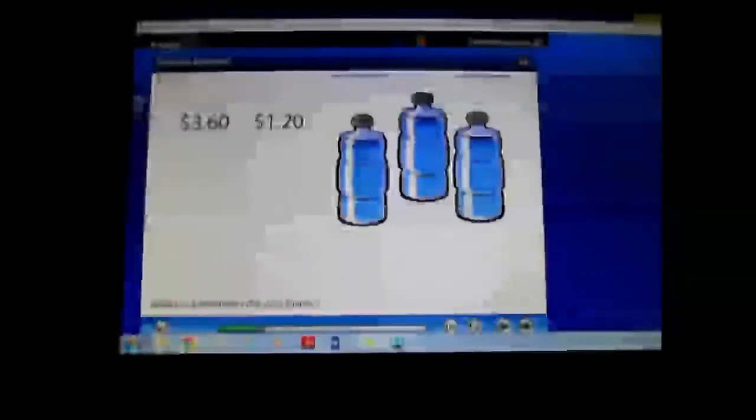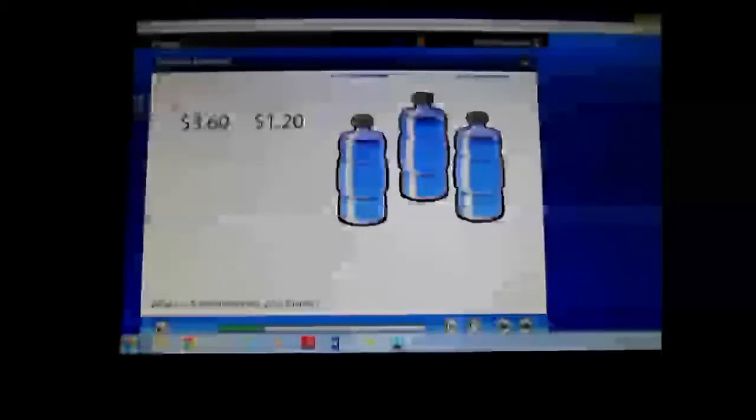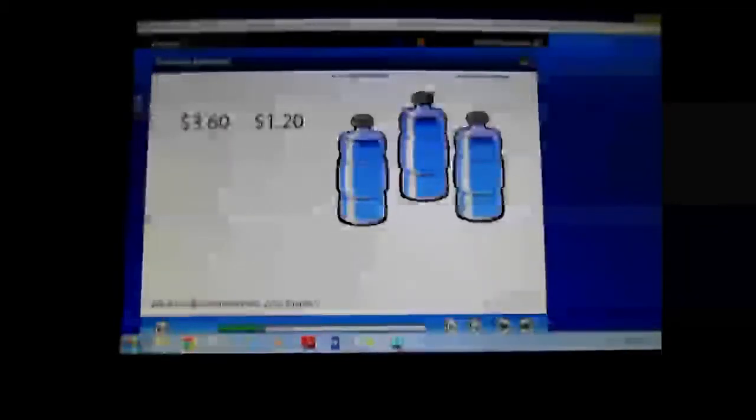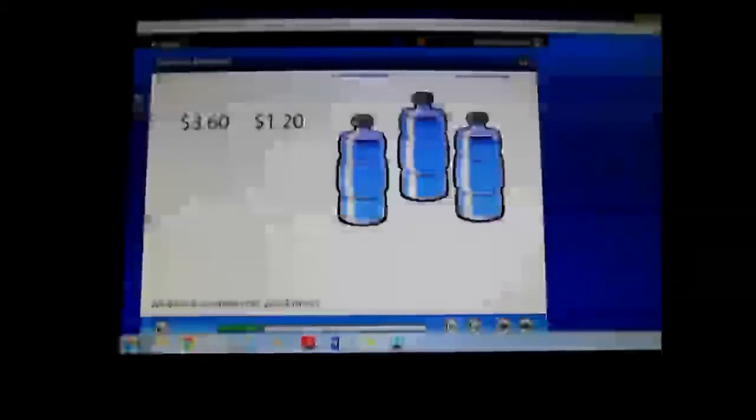Ask what information we already know. Well, we know that the total amount that Michelle spends is $3.60. We also know that each bottle that she purchases costs $1.20.